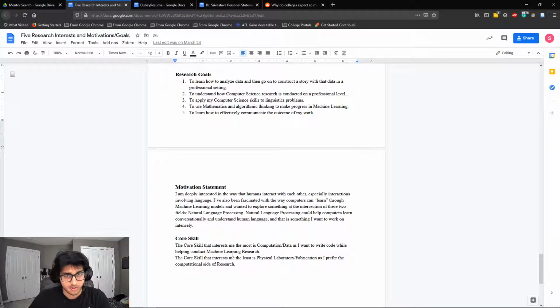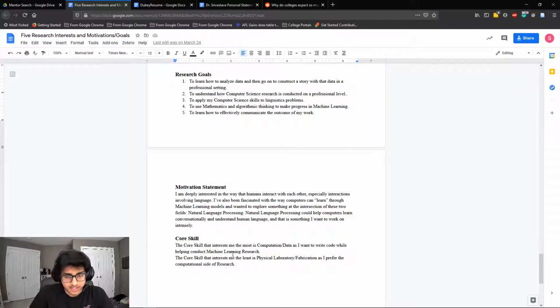So keeping those research goals in mind, you can construct a motivation statement. Mine was, I am deeply interested in the way that humans interact with each other, especially interactions involving language. I've also been fascinated with the way computers can learn through machine learning models, and wanted to explore something at the intersection of these two fields, natural language processing. Natural language processing could help computers learn conversationally and understand human language, and that is something I want to work on intensely. It's not the most well-written thing, but it got the job done eventually.